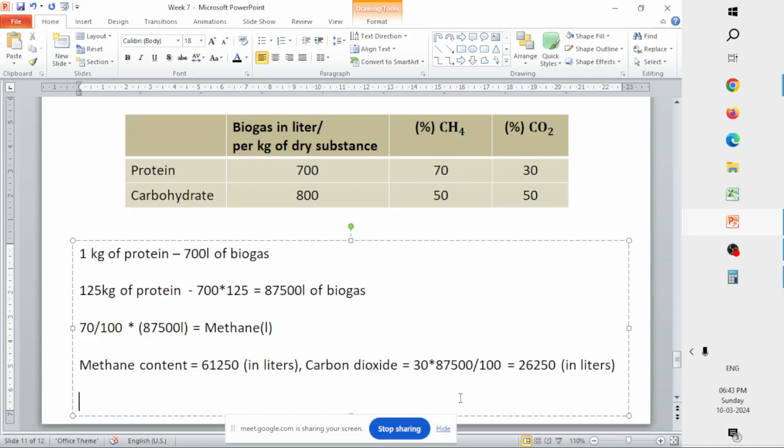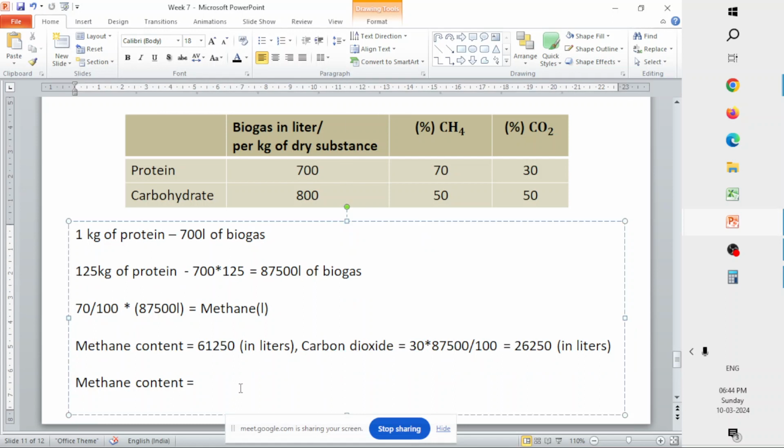Now we are supposed to calculate it for carbohydrate based feedstock. Similarly, I guess you guys can tell me the value now. You just need to do the necessary multiplication and you'll be able to solve. So what will be the methane content in carbohydrate based feedstock, and what will be your carbon dioxide content?